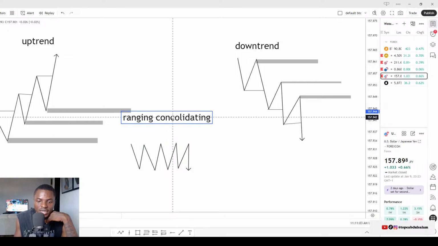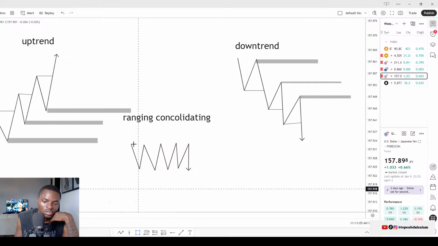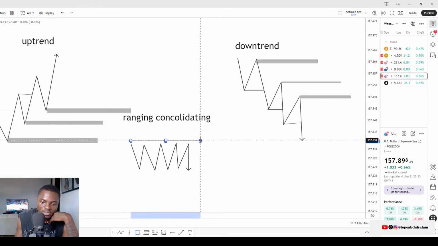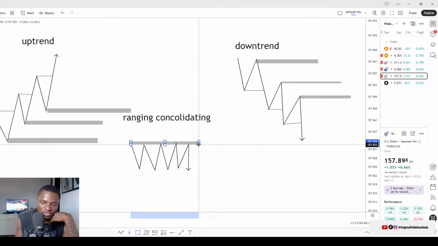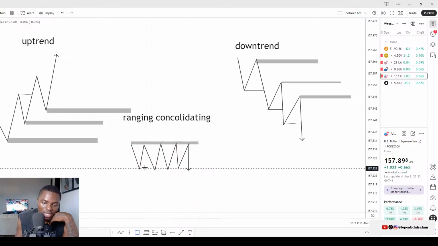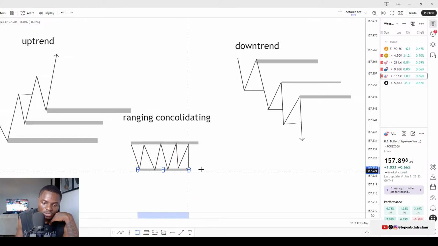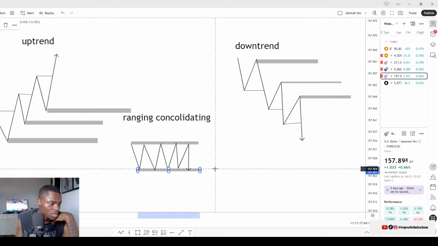And in a ranging market, it's just support and resistance. The market is resisting this area, and the market is supporting this area.